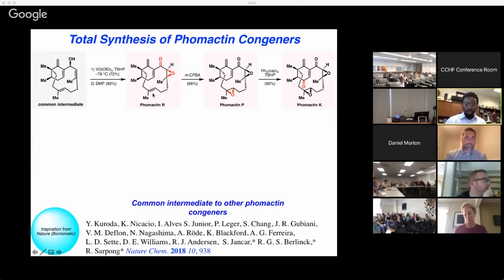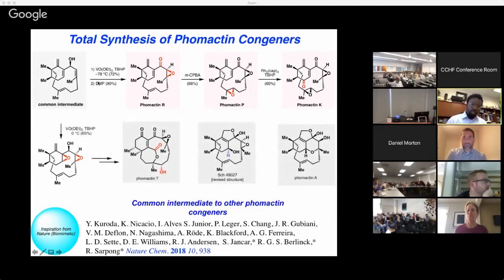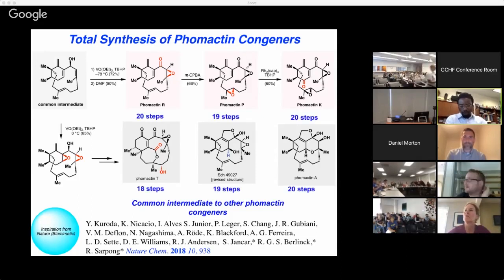One could then effect an epoxidation of this more distal double bond to afford Phomactin P, and an allylic oxygenation then affords Phomactin K. If one carries out that epoxidation at a slightly warmer temperature of 0 degrees Celsius, one can effect a double epoxidation, and this then enables us to get to all the other Phomactin family members, which represents the structures of the Phomactins in 20 steps or less for the whole family.